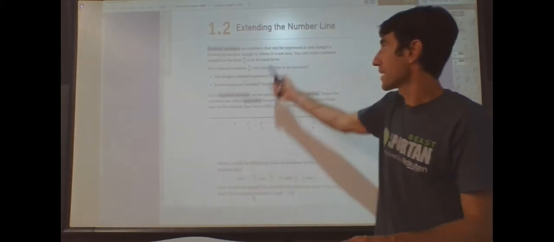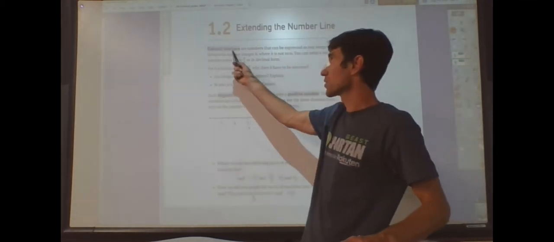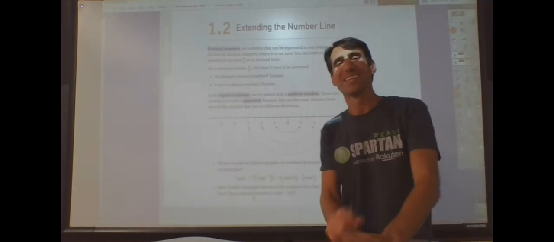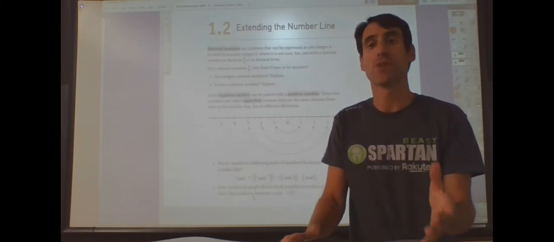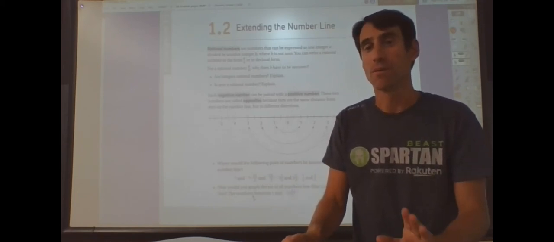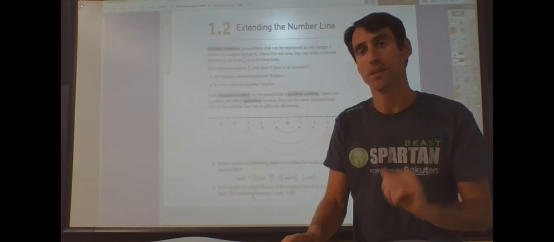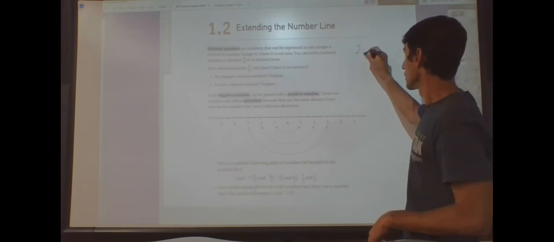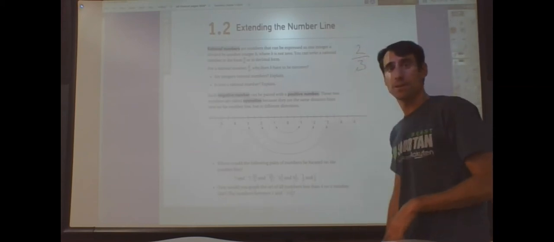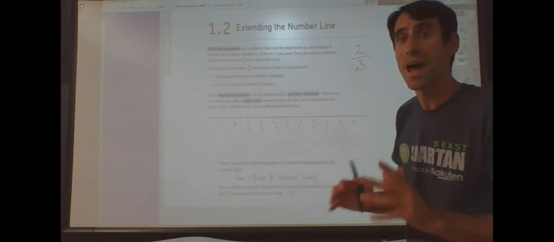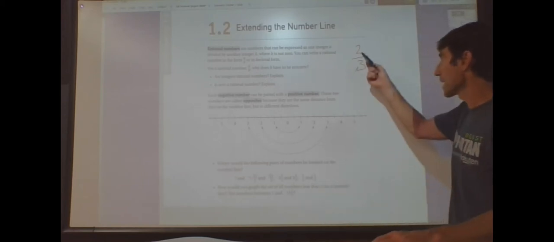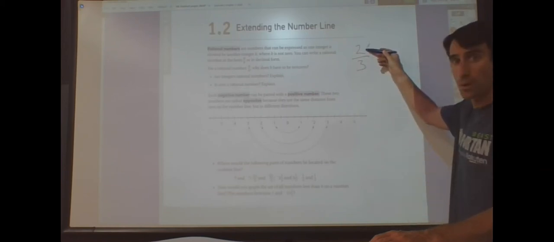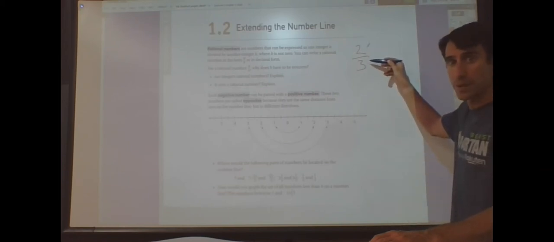So today we're talking about extending that number line, and we're talking about rational numbers. Now this is an important idea, a rational number. A rational number is any number that can be expressed as a fraction with whole number values in the numerator and the denominator. For example, 2/3, it's kind of a tricky one, but 2/3 is a rational number, because this rational number can be expressed as a fraction with a whole number in the numerator and a whole number in the denominator.